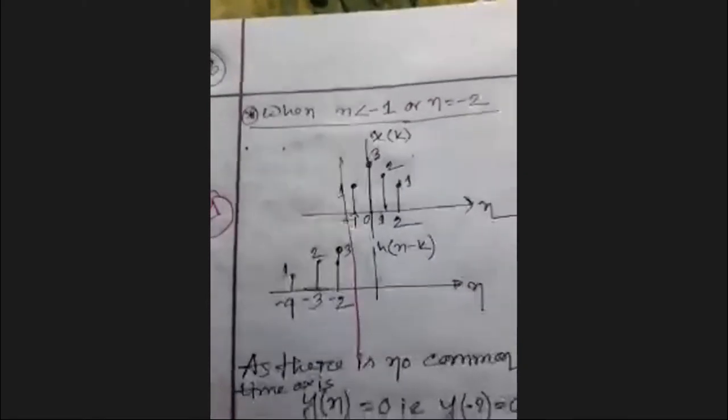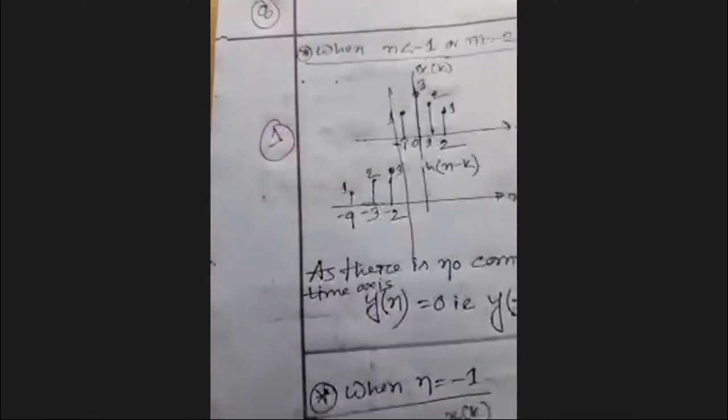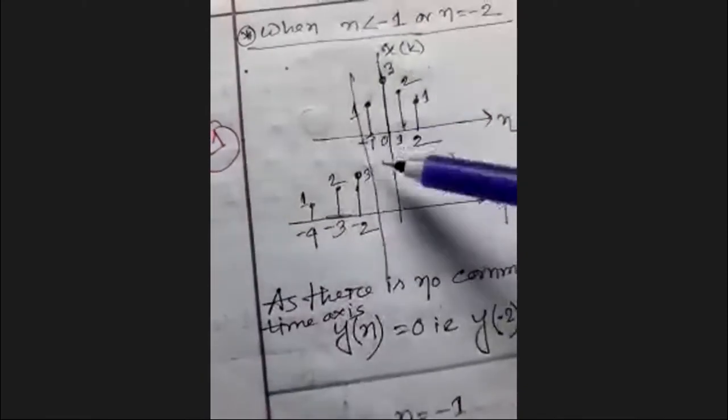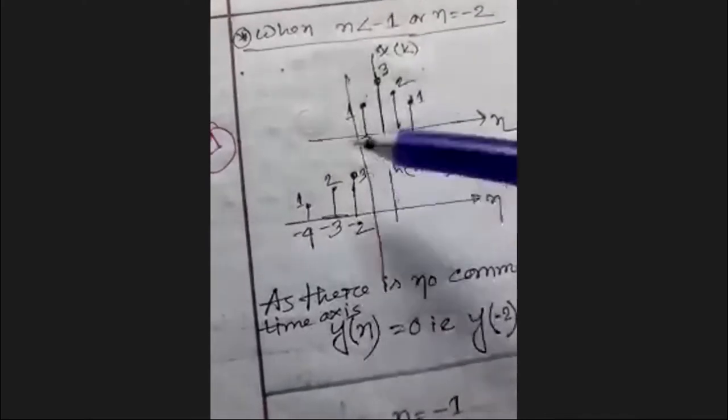Now look at this. There is no common part, so there will be no values. A similar thing happens here. What is the first value of k here? It is 1. I have made a mistake. All of these values will be k, not n. In your figure, you use this as k. In all the figures, all of them will be k.